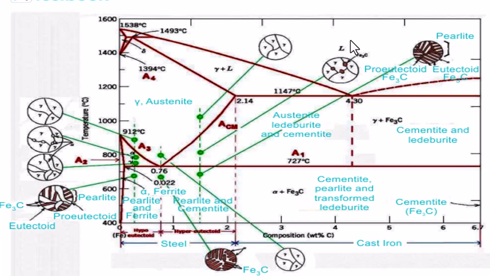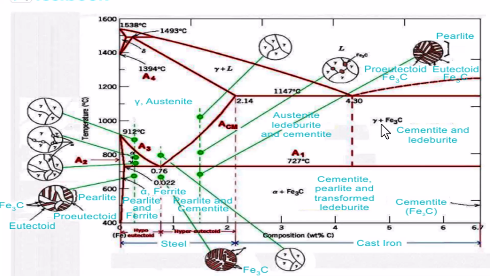This is called a eutectic point. That is the liquid state of iron and carbon, the liquid molten state. It undergoes cooling at this temperature, that is 1147 degrees Celsius, at this point with 4.3% of carbon. It is called a eutectic point. So this is producing ledeburite.